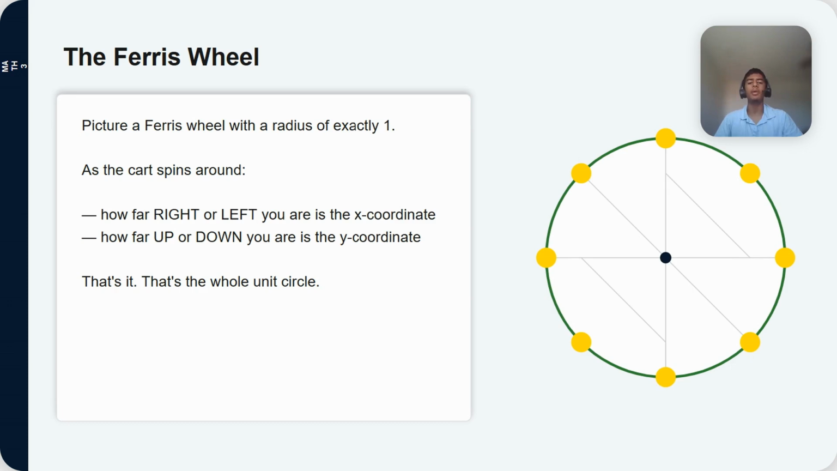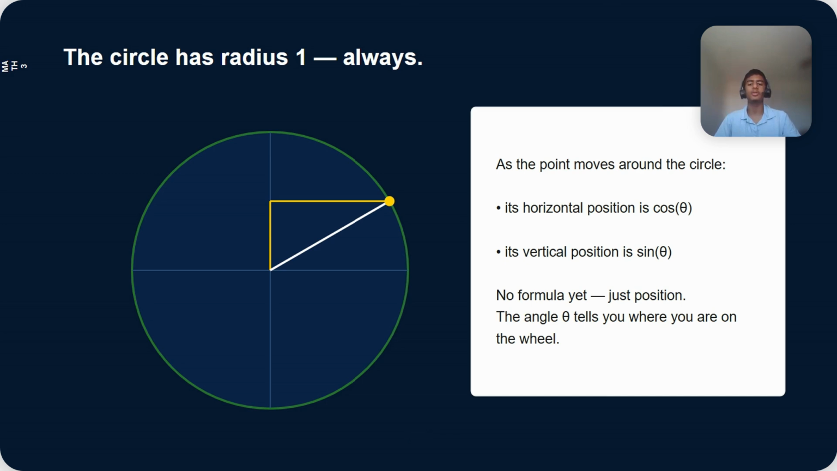Most students do this problem completely backwards. They try to memorize sine and cosine as separate abstract numbers. There's a better way to think about it. Picture a Ferris wheel with a radius of exactly 1. As the car spins around, how far right or left are you? That's your x coordinate. How far up or down? That's your y. Keep that Ferris wheel in your head. Every single thing we do today ties back to it.